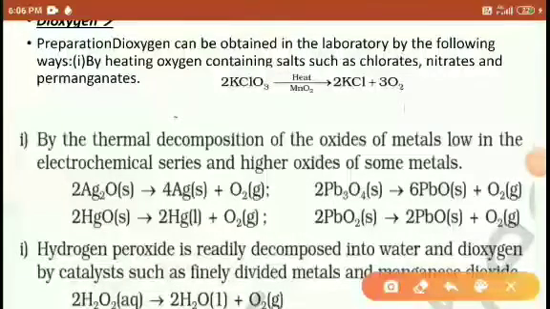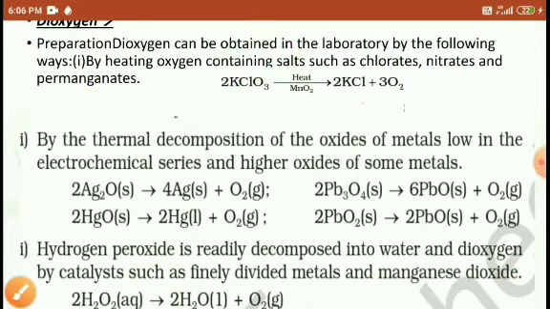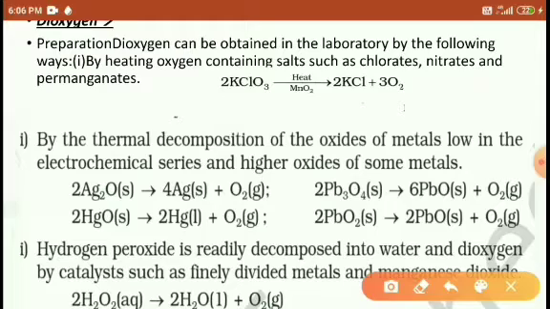Dioxygen is prepared in the laboratory by using chlorate, nitrate, and permanganate. One example is chlorate. Potassium chlorate on heating forms potassium chloride and 3 moles of oxygen. Right, students? This is one method.